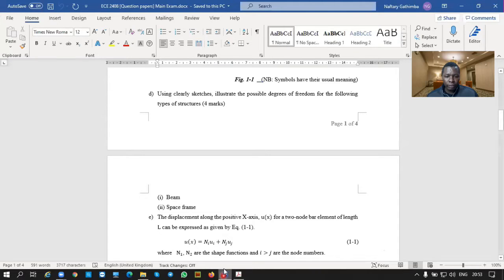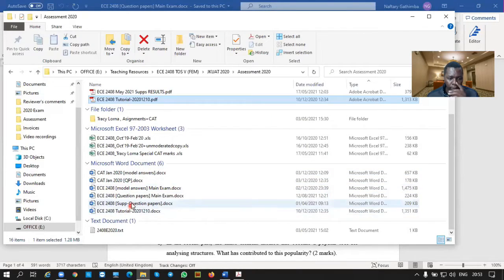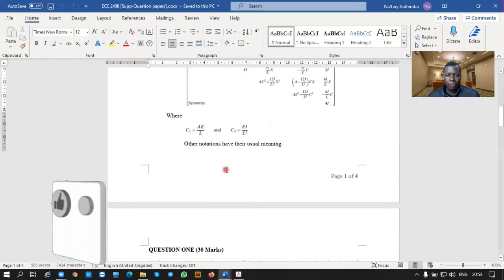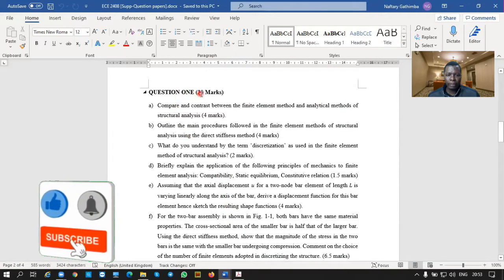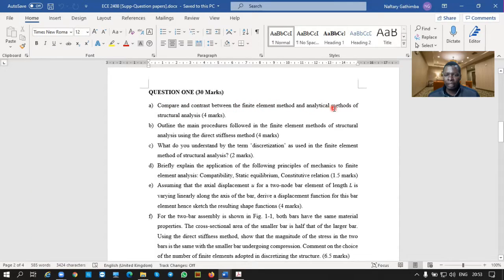So let me refer you to the other one, which was for the supplementary. Let's see. So the thread is the same, compulsory 30 marks, short question: compare and contrast between finite element method and analytical method. That one you refer to lesson number 1. We have that table there. We compared. Outline the main procedure for finite element method.